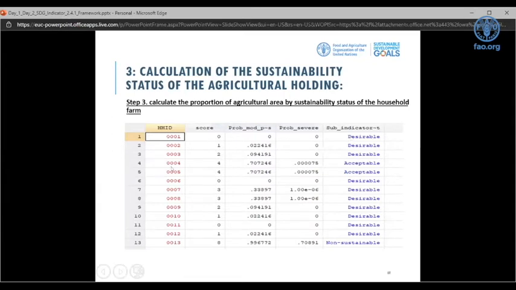In this case, holding number four, we said that the probability to be moderately and severely food insecure, if it is greater than 0.5, which is this case, but less than 0.5 in case of severely food insecure, it will be assigned yellow status. And if the probability to be severely food insecure is greater than 0.5, then it will be considered as red or non-sustainable.